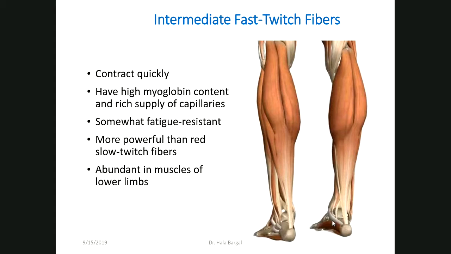Okay, so this is the first classification of the muscle. It depends on the amount of myoglobin, the endurance for fatigue, the blood supply from the capillaries, and the amount of mitochondria, right?